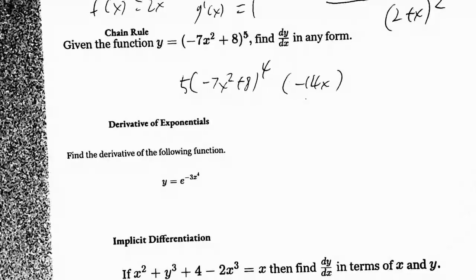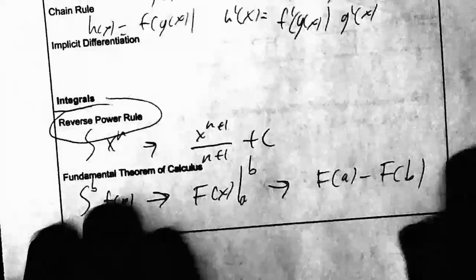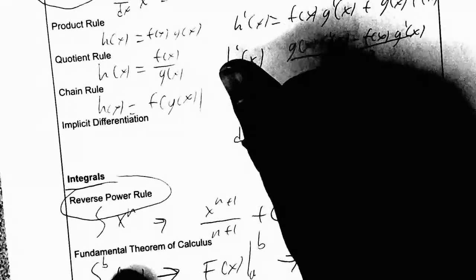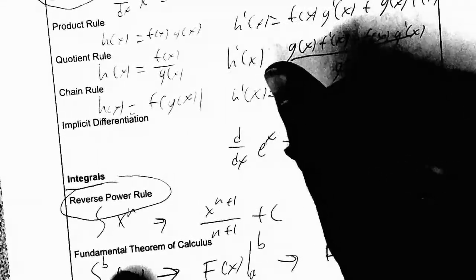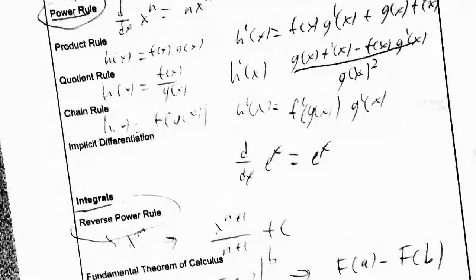Okay, derivative of exponentials. Oh, I forgot to add this in my notes. I'll put that right here. But derivative of e to the x equals e to the x. That's the one you need to know. Okay, e to the x is e to the x.